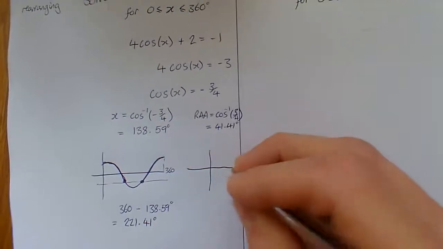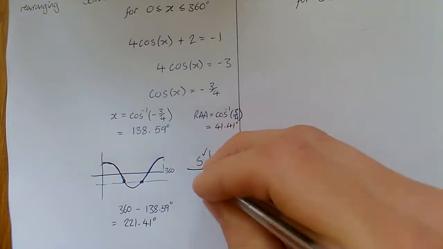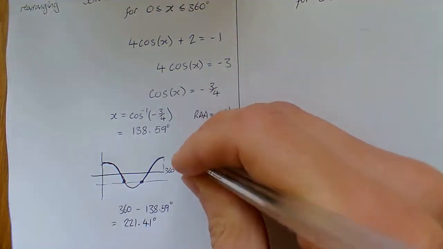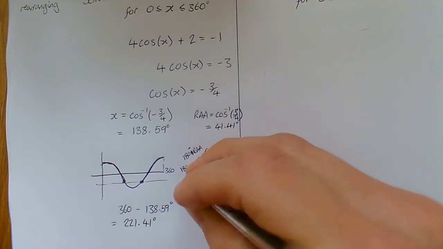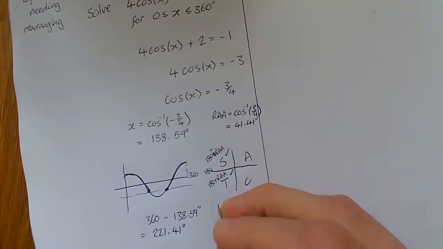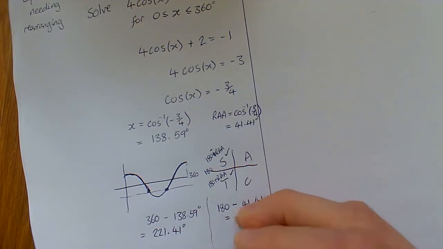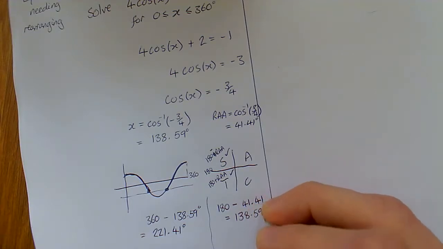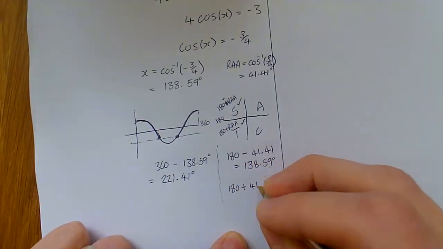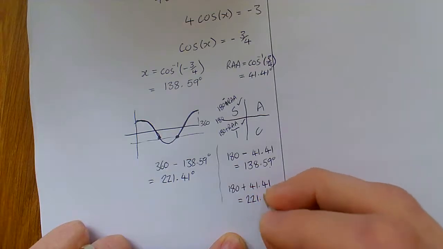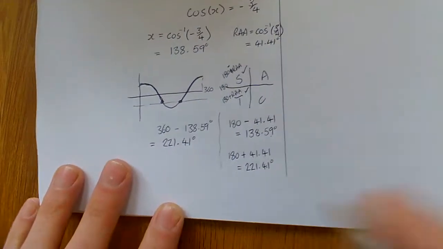We can match that with a CAST version of that. We've got cos and it is negative, so that is there and there. If this is 180, we do 180 plus the RAA and 180 take away the RAA in that one. So we have 180 take away 41.41, which gives us 138.59. So that matches up with what we had up there. The other one, we've got 180 plus 41.41, which gives us 221.41, which matches what we had there. So it doesn't matter whether you used your CAST method or your graph method. Again, as ever, giving us the same answer.